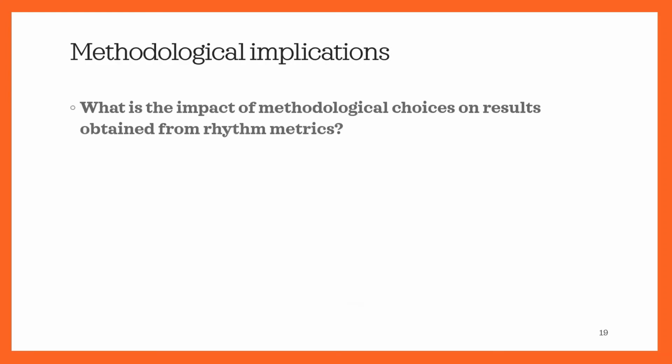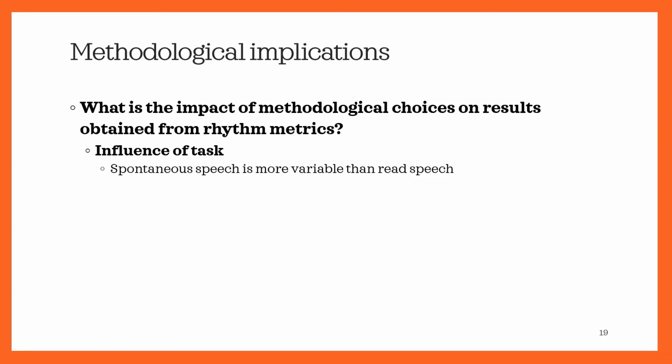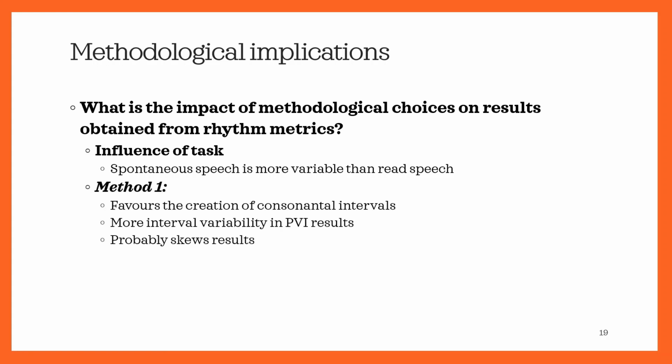Regarding our second aim, what is the impact of methodological choices on the results obtained for rhythm metrics, we can say the following. From our results, we can infer that the materials used for elicitation purposes have an impact on the results obtained, which becomes evident when we compare our results to previous studies. Added to this, when we compare the results between Method 1 and Method 2, we can see that the more acoustic approach does favor the creation of consonantal intervals and had more extreme results for PVI measures, which may mean that the results are slightly skewed when using the segmentation approach.